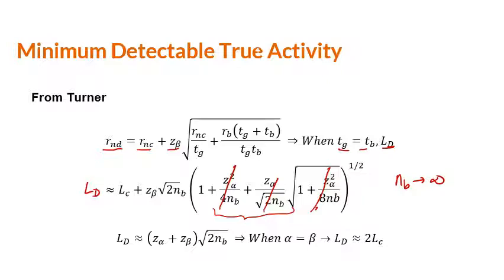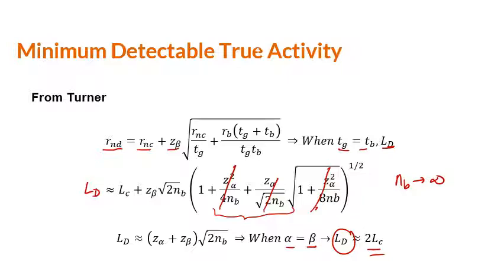So you will have your detect LD be approximately Z alpha plus Z beta square root of 2NB. And then if we set that alpha is equal to beta, then we can say that LD is approximately equal to 2LC. So I hope this is clear. So yan, kapag equal yung alpha at beta nyo. So that is your minimum detectable true activity.